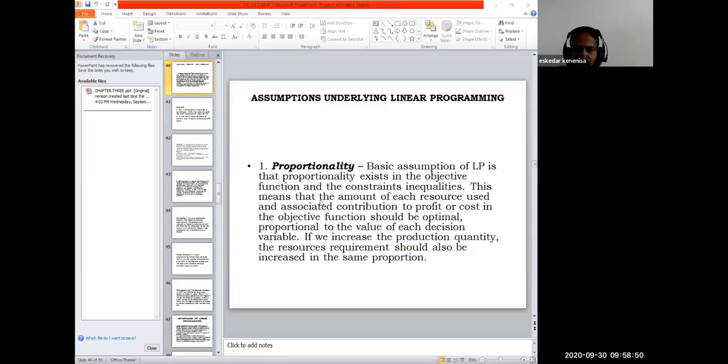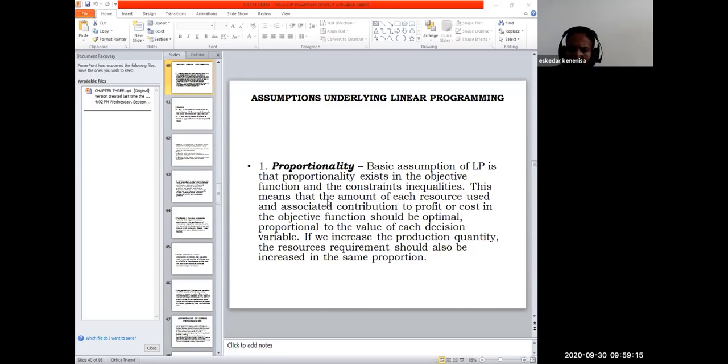This means that the amount of each resource used and the associated contribution to profit or cost in the objective function. You have to maximize your profits, or you have to minimize your cost. The company's costs in the objective function should be optimal. Cost and profit should be optimal. This one is proportionality.